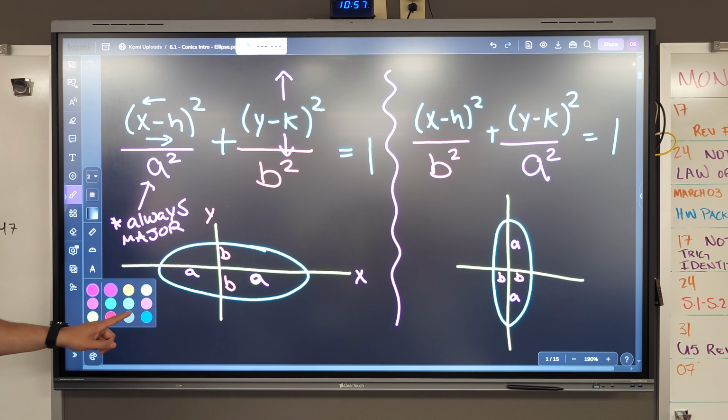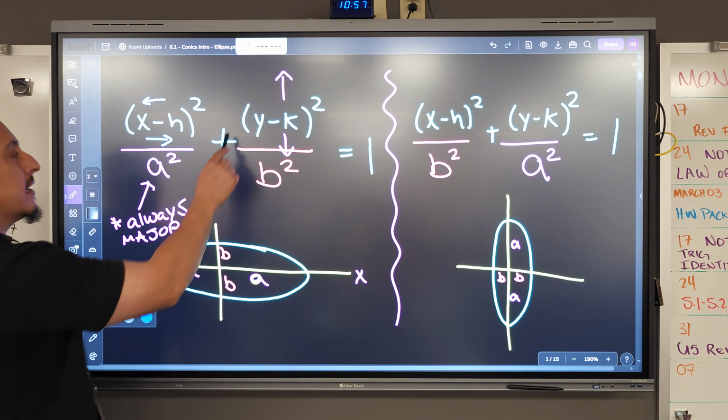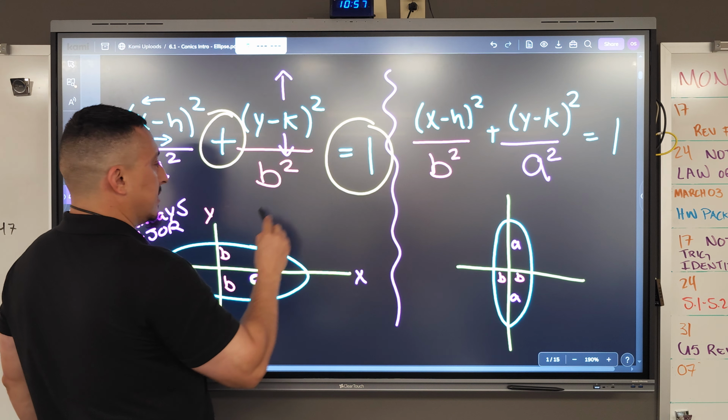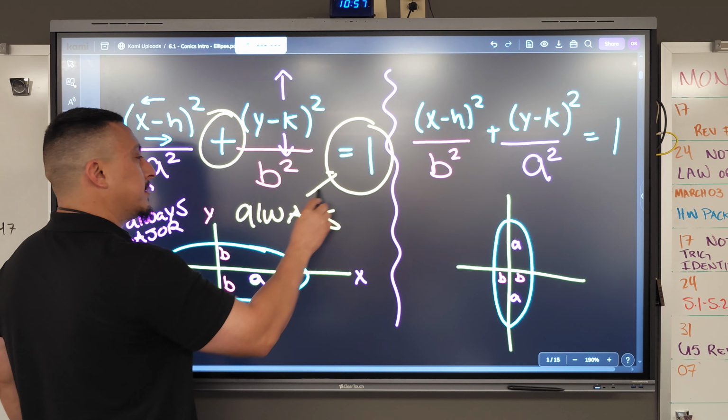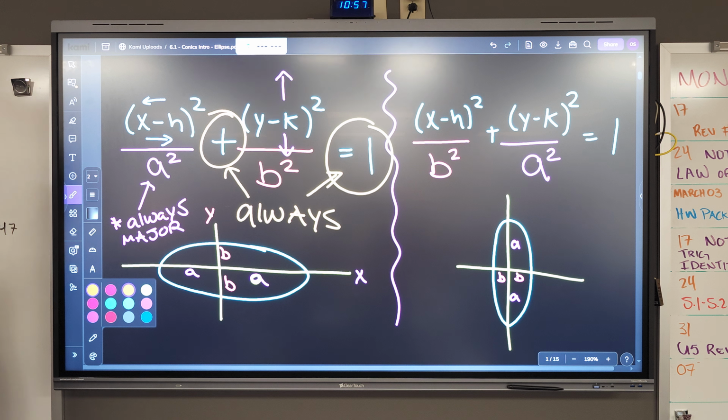Okay. One last thing to emphasize: always. So for ellipses, it's always equal to 1, and always plus in the middle. Okay, so you're never going to have minus in the middle. You're not going to have a 2 out there. It always has to be equal to 1. So those are our formulas. Okay. Any question you guys can think of?